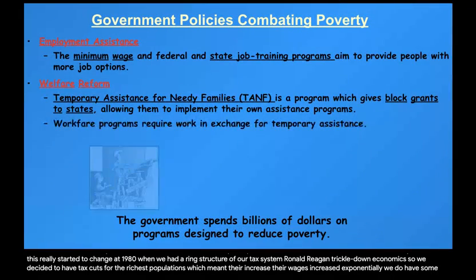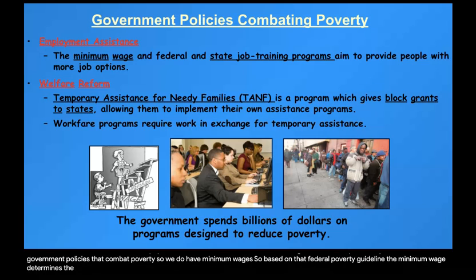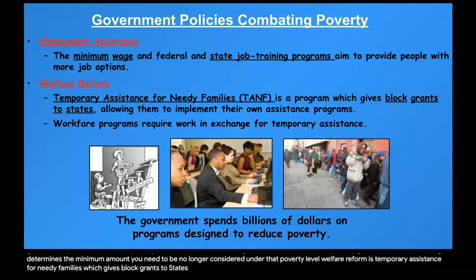We do have some government policies that combat poverty. We do have minimum wages. Based on that federal poverty guideline, the minimum wage determines the minimum amount you need to be no longer considered under that poverty level. Welfare reform is Temporary Assistance for Needy Families, which gives block grants to states, and states have job training programs.